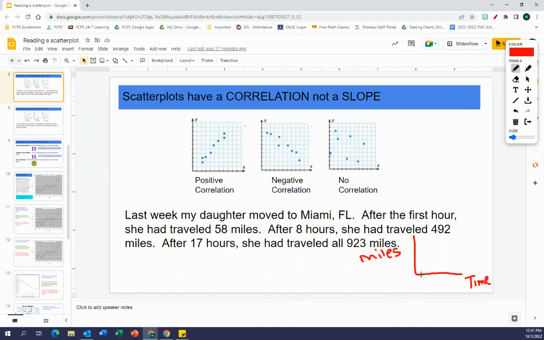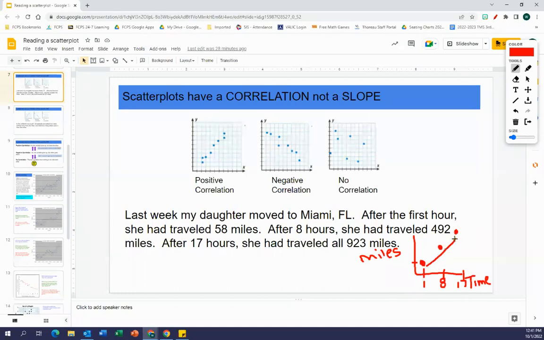All right. So after hour number 1, she didn't drive very far. She'd only driven 58 miles. After hour 8, she had driven pretty far, right? She had driven 492 miles. And when it was all said and done, and she had driven for 17 hours, she had traveled 923 miles.